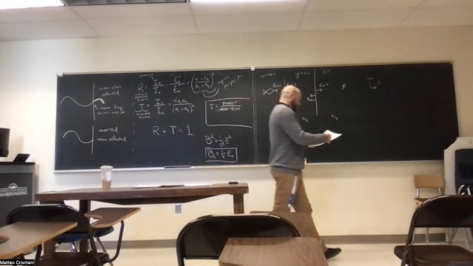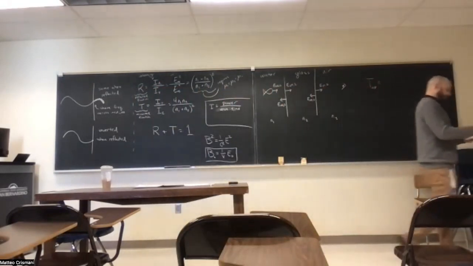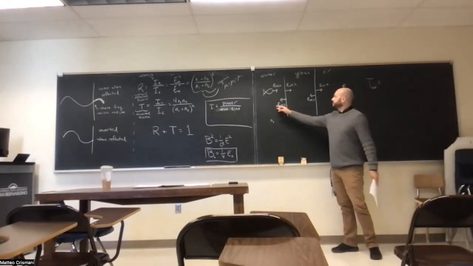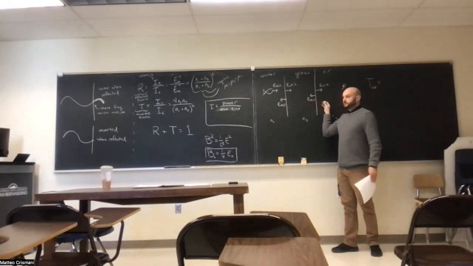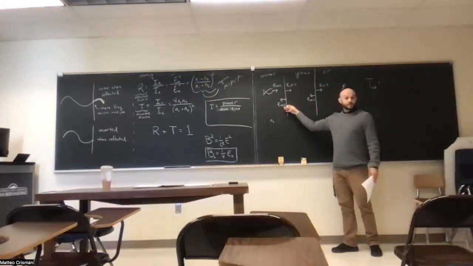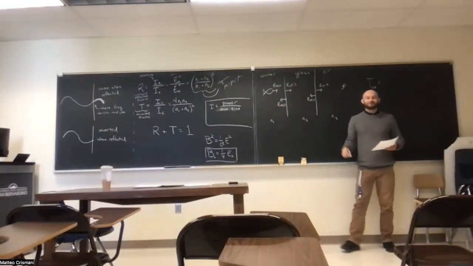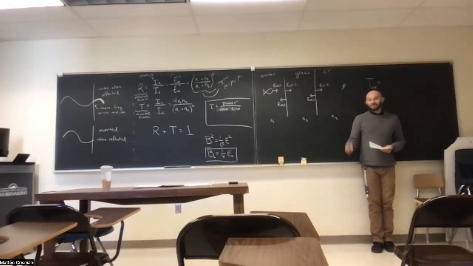So the total original intensity is split into parts, and one part comes back into region one. This piece bounces, comes back. This piece bounces, some of it goes through. We're not gonna go that far. Okay. Alright.